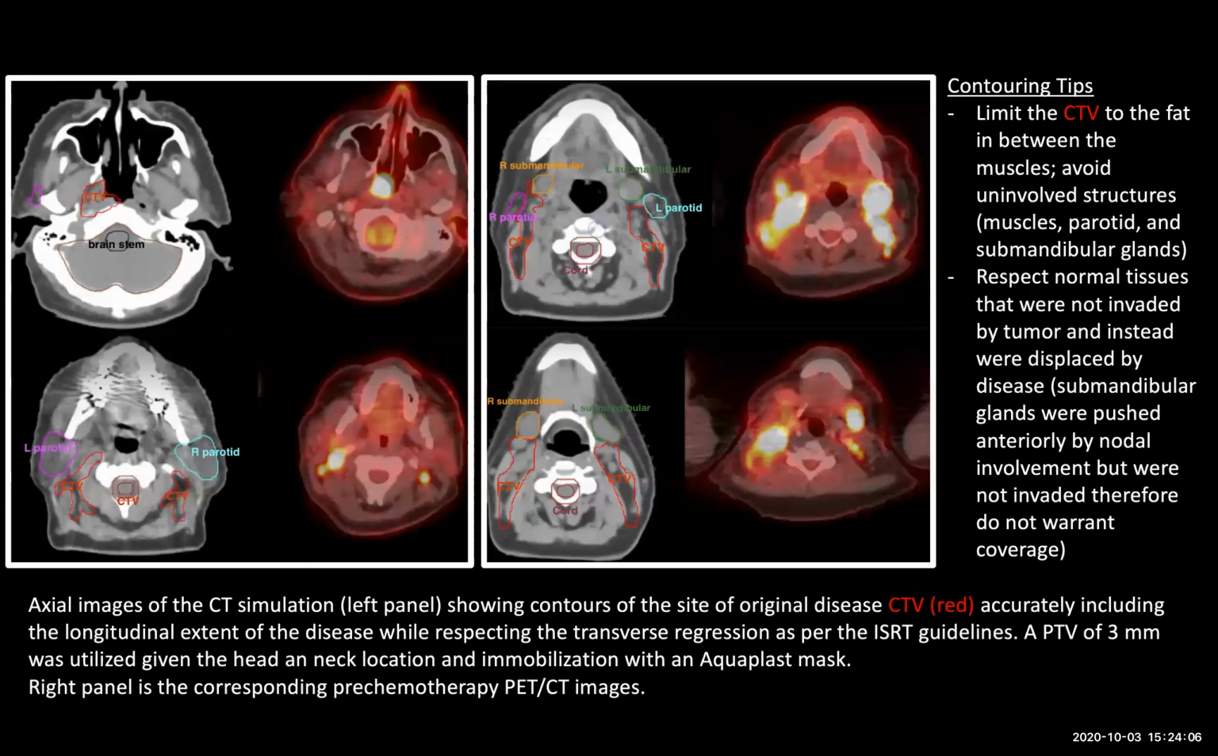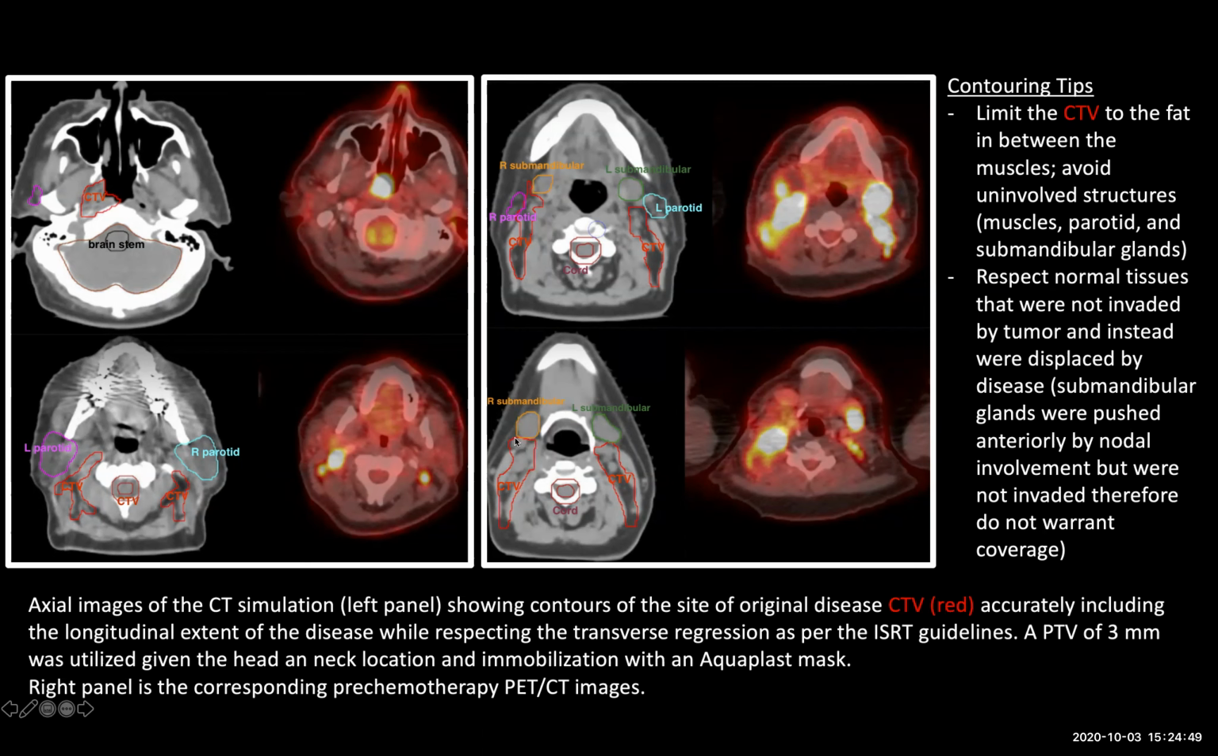These are contouring tips. The CTV in red shows how we chase the areas in the fat between the muscles. And when you compare to the pre-chemotherapy, as you can see, the mass has slimmed compared to the pre-chemotherapy. So therefore, when we are creating the CTV, it will not be as big, at least cross-sectionally, as it was pre-chemo.